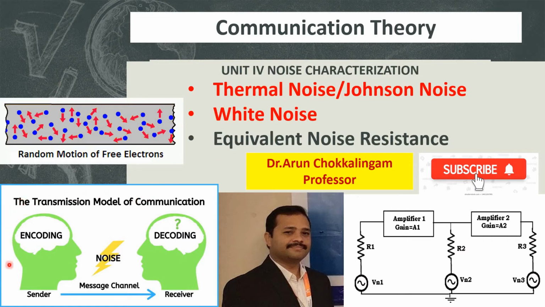When we transmit a signal from one person to another through a communication medium, the transmitted signal travels through a communication channel. That channel may be wired or wireless. In a wired channel, noise domination is less. But in a wireless channel, noise domination is more because external noise, like man-made noise or industrial noise, dominates more.